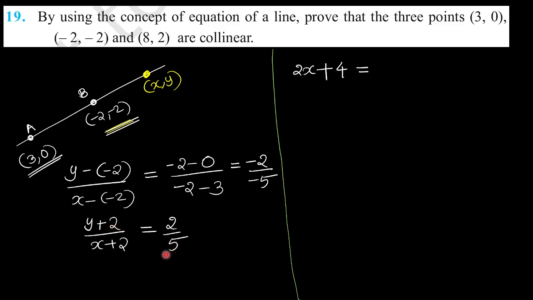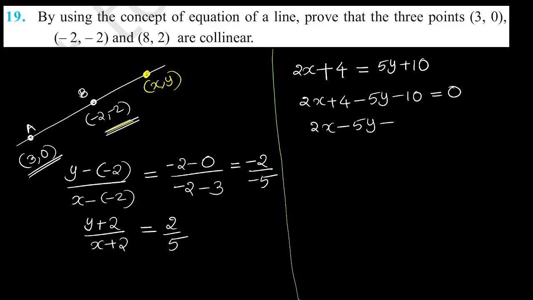5 into y plus 2, 5y plus 10. All the right side taken to left side. 2x plus 4 minus 5y minus 10 equal to 0, or 2x minus 5y minus 6 equal to 0 is the equation of the line.